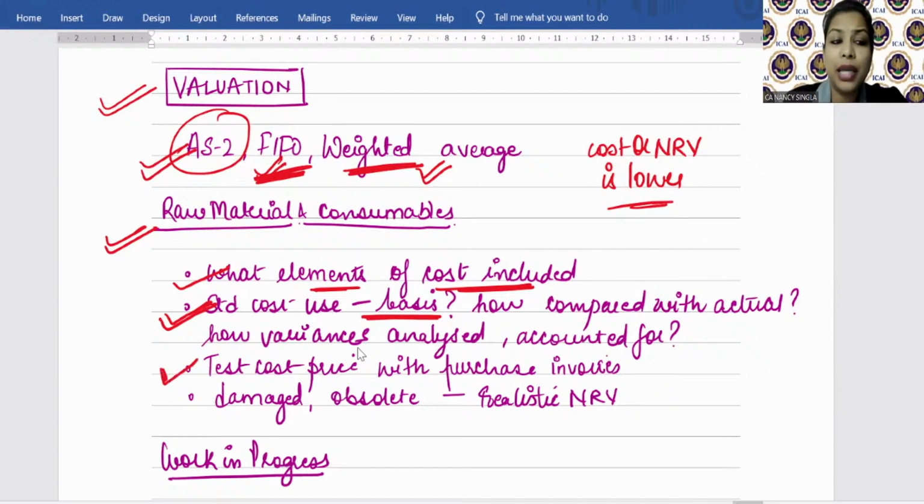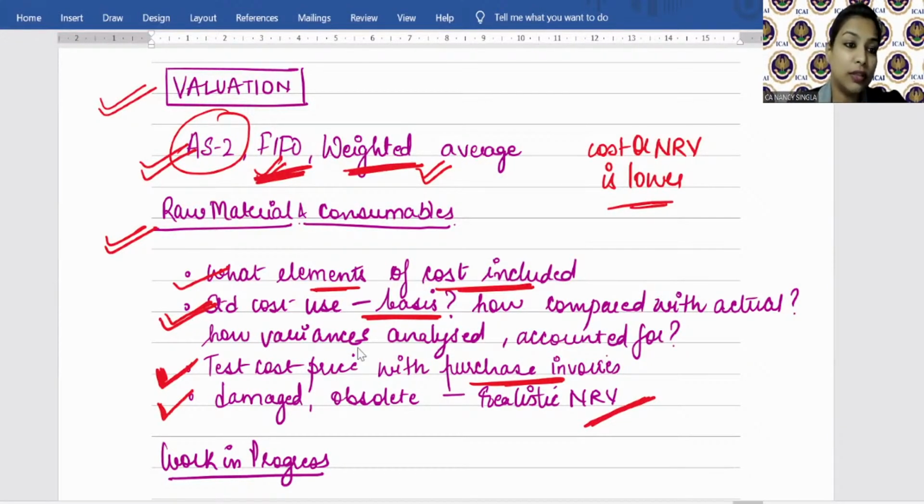Auditor will also compare the cost price with the prices in the purchase invoice. Look, the prices in your purchase invoice are basically the net realizable value, right? So auditor will compare the cost price with the purchase invoices, and specifically in case of damaged and obsolete goods, obsolete raw material, auditor will see whether it has been valued at realistic net realizable value, right?